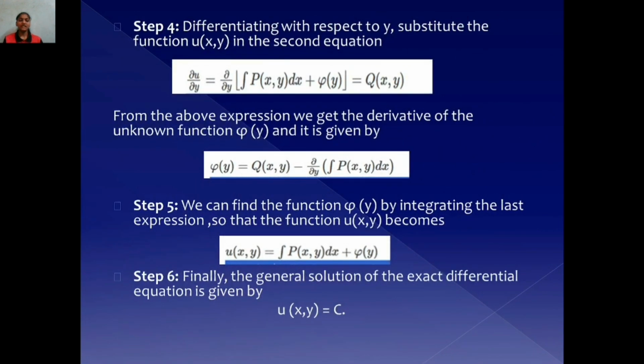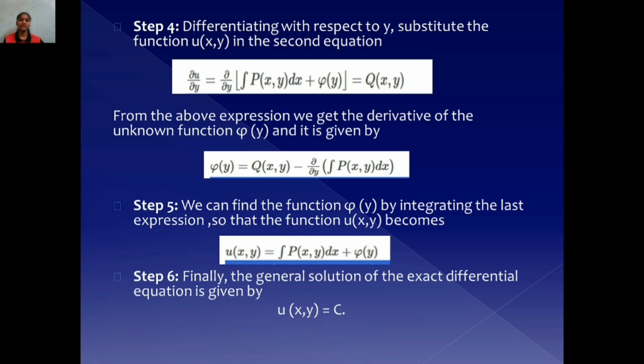Step 4. Differentiating with respect to y, substitute the function u of x comma y in the second equation. du by dy is equal to d by dy of the integral of p of x comma y dx plus psi of y, which is equal to q of x comma y. From the above expression, we get the derivative of the unknown function psi of y, and it is given by psi dash of y is equal to q of x comma y minus d by dy multiplied with the integral of p of x comma y dx.